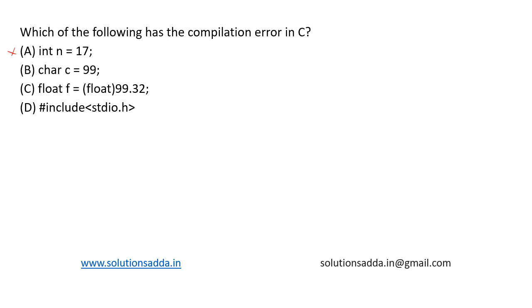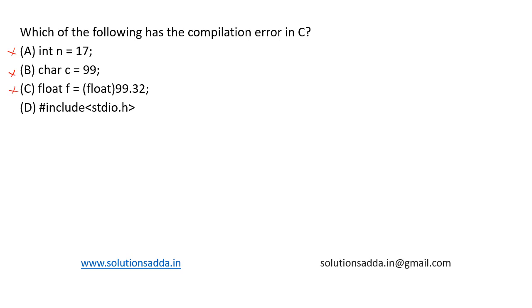Now char c equal to 99. No error in this also, since 99 is an ASCII value, hence the character has ASCII value 99 and it will be assigned to char c. This is also not the right answer. Float f is equal to float of 99.32. No error in this also because float data type allows float typecasting. This is also having no issues.